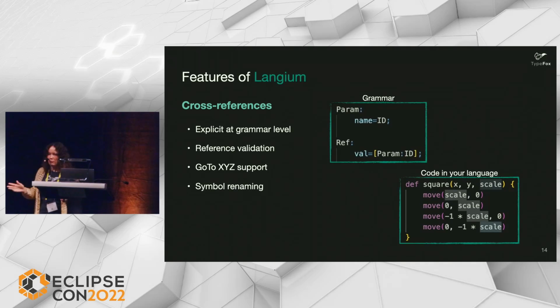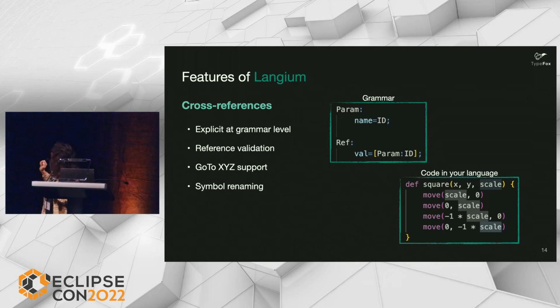Here you have two parser rules written in Langium. The first parser rule is parameter, which expects just some identifier that it collects. The second parser rule is called reference, and it expects not just some identifier, but the concrete name of some previously defined parameter. So it's a reference to another defined parameter.